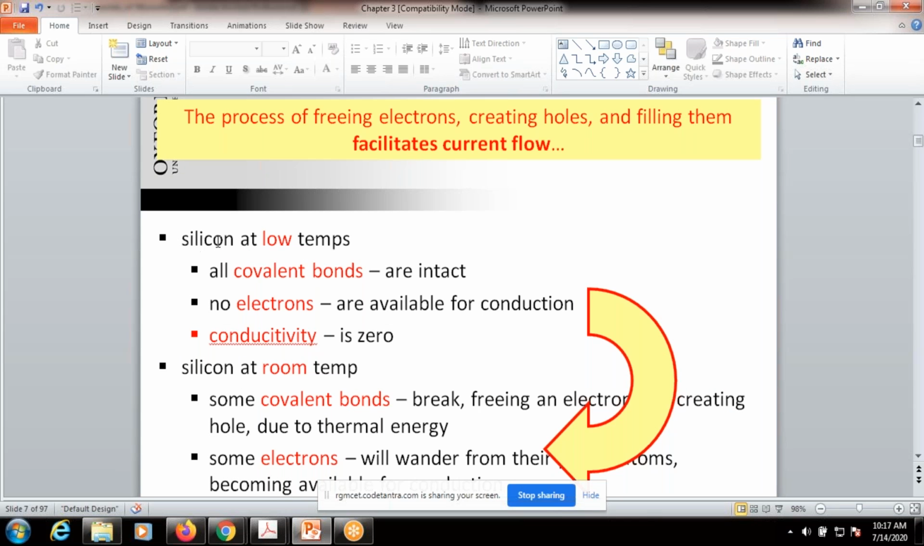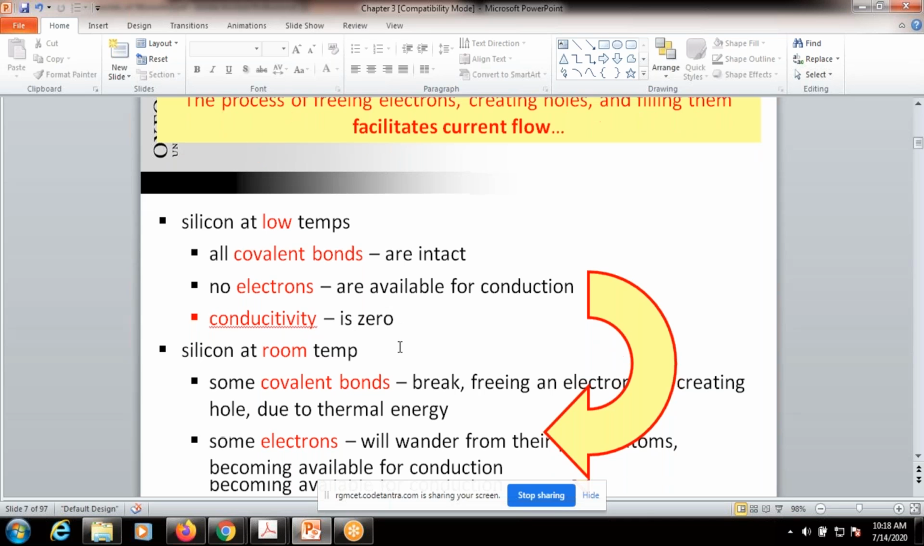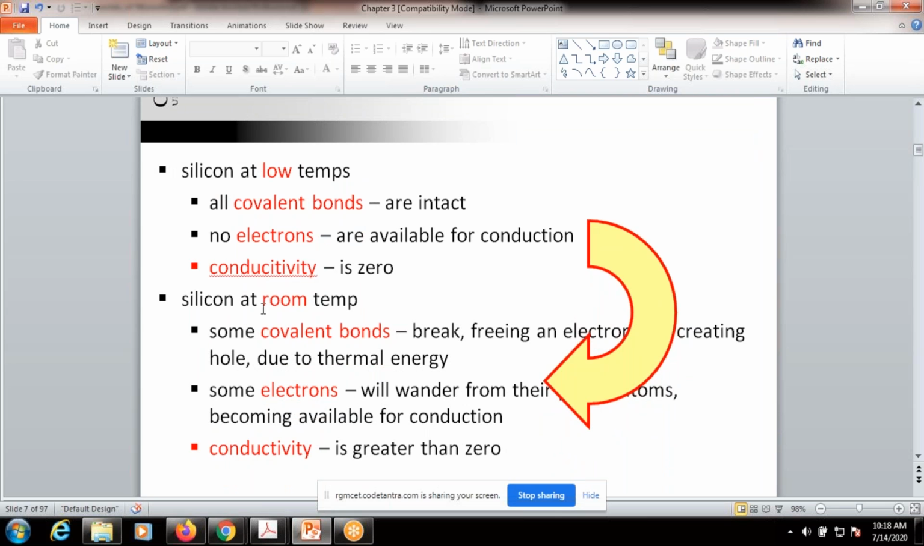Now, what happens? Silicon at low temperature, all covalent bonds are intact. They are tightly bound. No electrons are available for conduction, and conductivity is 0. So remember, at low temperature or 0 degree Kelvin, all covalent bonds are tightly bonded, no electron is available for conduction, so conductivity is 0. Now at room temperature, 300 degree Kelvin. This was silicon at 0 degree Kelvin.